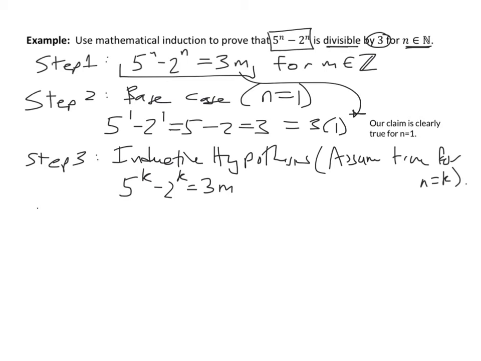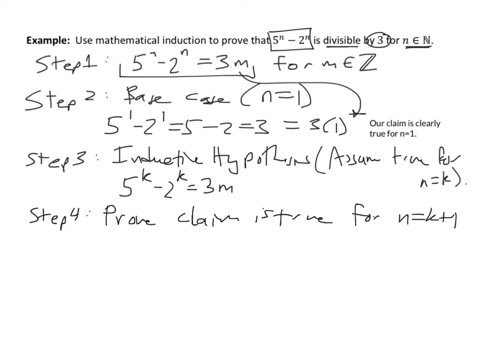So in step 4, I want to prove the claim is true for n equals k plus 1. I want to be able to go to the next term in line and show that that one is true, of course dependent on this, right? So I'm definitely going to be using this as I move forward into step 4.